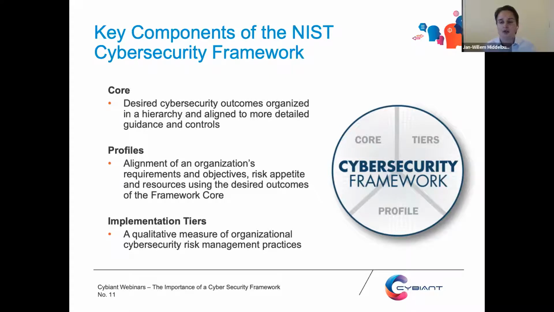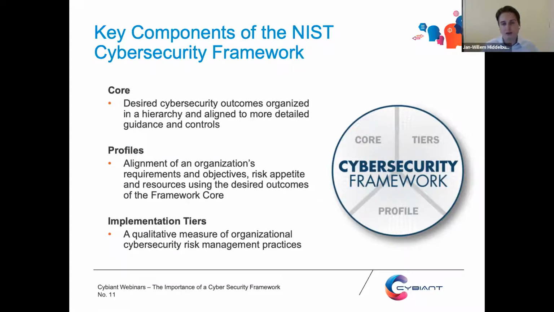So this is where the cybersecurity framework becomes more practical. This is where we're going to design our firewalls, set up physical security, and look at things like application security and different aspects from a technology point of view. The last part of the framework consists of implementation tiers, which are a qualitative measure of organizational cybersecurity risk management practices. I will cover some more information about the implementation tiers a little bit later in this webinar, but please note that this is the third core component of the cybersecurity framework.